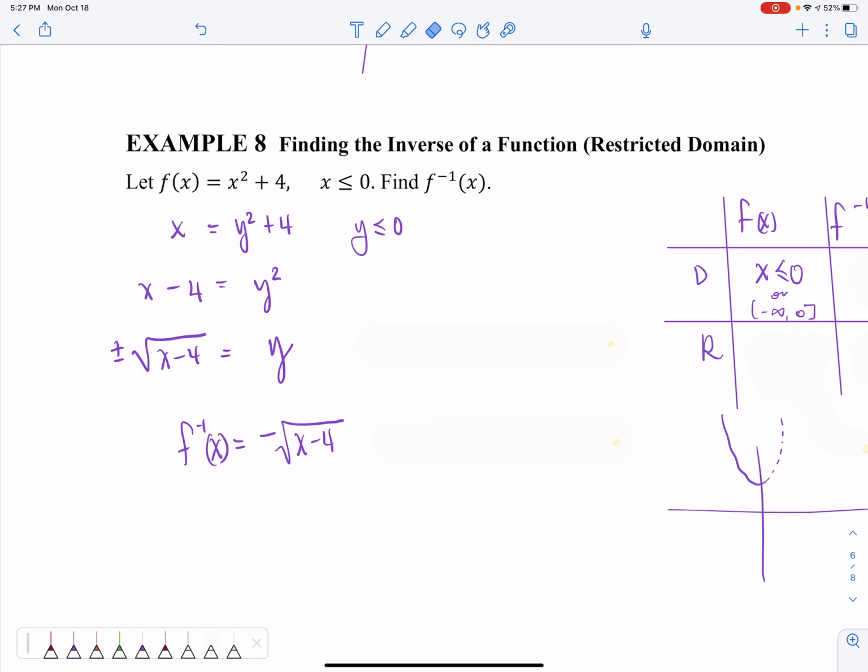Now, I don't remember what's under here. Yes. So we also have to remember that this has to have a restriction, because remember that anything inside the square root has to be greater than or equal to 0. You can't have negatives under the square root. So then x minus 4 is greater than or equal to 0. And so the restriction then gets carried down here.